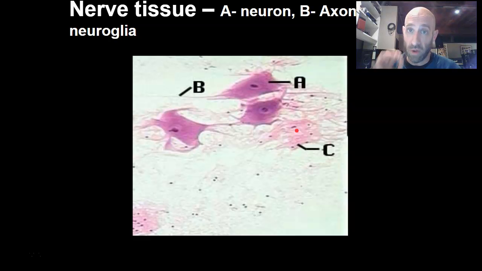So we're going to go into great detail on this stuff, but for right now, you just need to know the neuron is the main cell that does the job, and the neuroglial cells are what we call support cells. They're glial cells. They help the neurons do their job, and if you take them away, the neurons don't work.